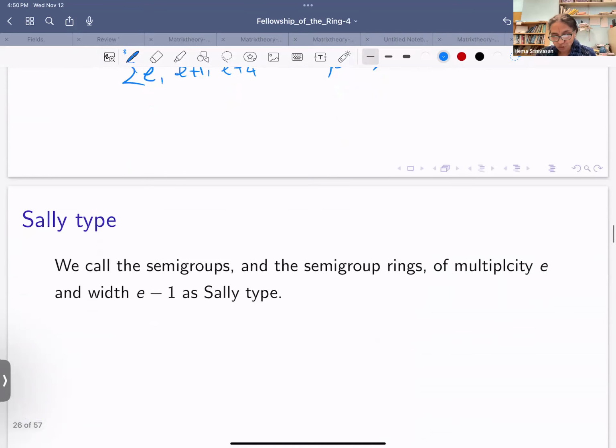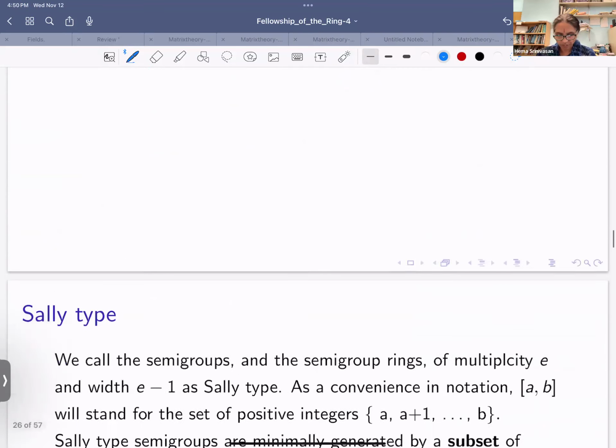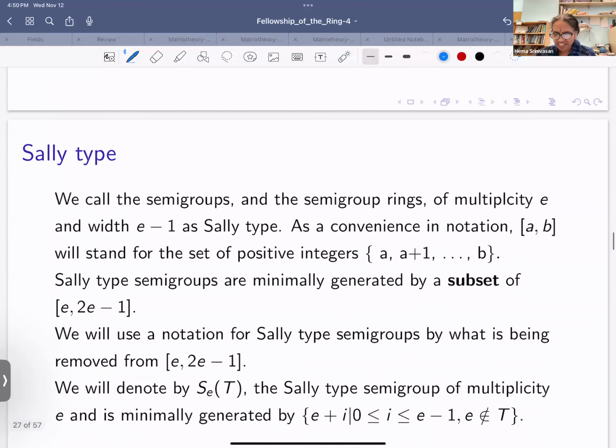We call a semigroup a Sally type semigroup if it has multiplicity e and embedding dimension e minus 1. As a convenience in notation, I will put this bracket A comma B to mean everybody between A and B, the entire interval. So Sally semigroups are minimally generated by a subset of e to 2e minus 1.